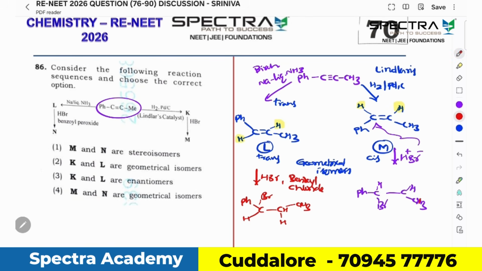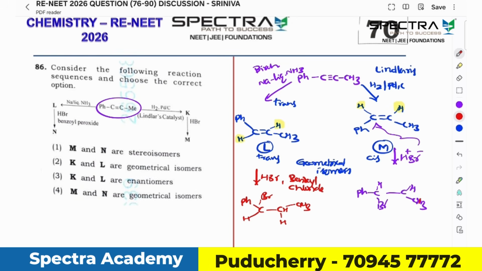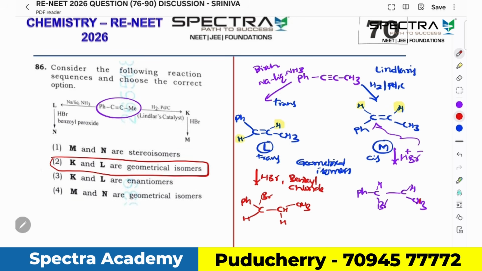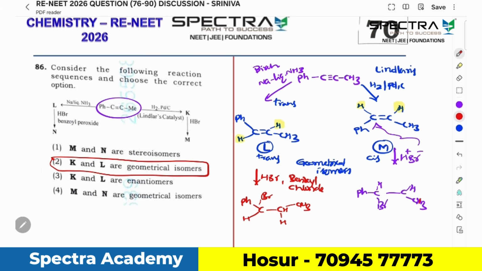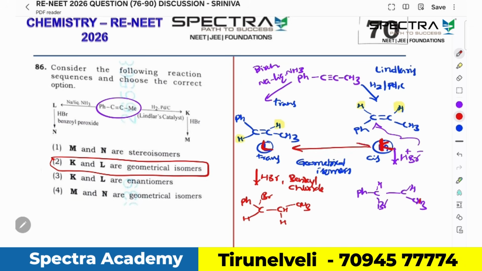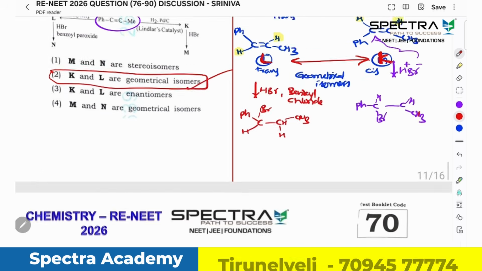Okay. So now you can see M and R are stereoisomers. No, M and R are structural isomers, and K, L are geometrical isomers. So these are geometrical isomers. First they gave the K compound and L compound, both are geometrical isomers. This is option number 2.